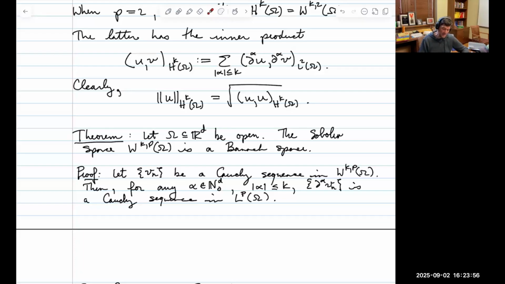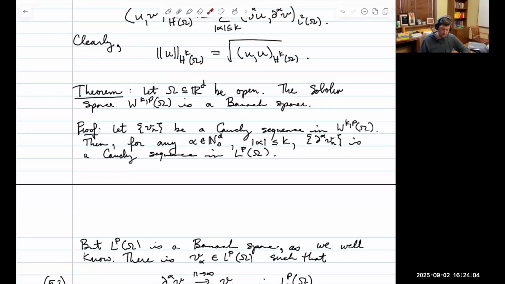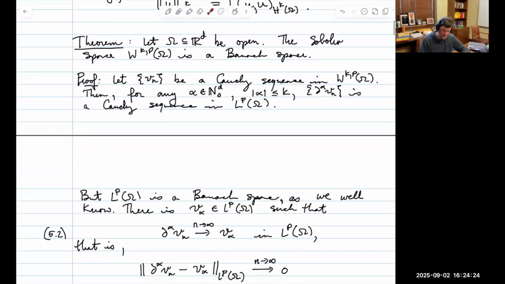So the way we are going to do this is suppose that Vn is a Cauchy sequence in the space W^{k,p}. All right. Again, I mentioned before the start of class that my treatment of these Sobolev spaces comes from this rather well-known book by Atkinson and Han called Theoretical Numerical Analysis. And this proof is pretty much taken verbatim out of that. So let's let Vn be a Cauchy sequence in this Sobolev space.